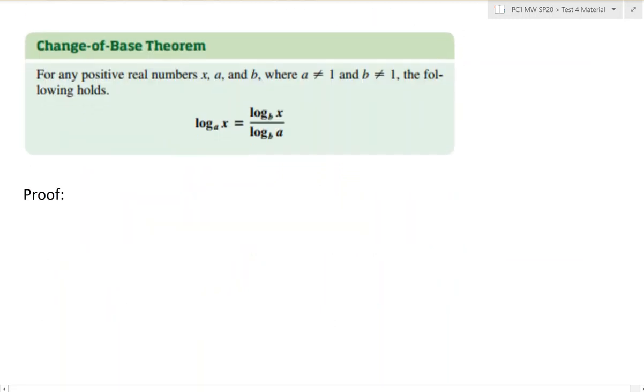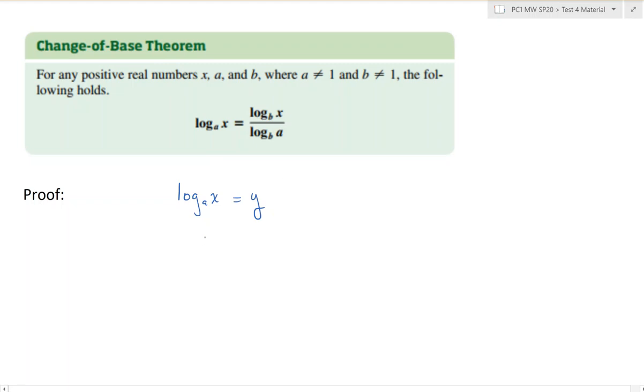But your change of base theorem says that for any positive real numbers x, a, and b, where a does not equal 1 and b does not equal 1, the following holds. The log base a of x is equal to the log base b of x divided by the log base b of a. To prove this, one thing that you could do would be to say that the log base a of x equals y and find another representation for y.